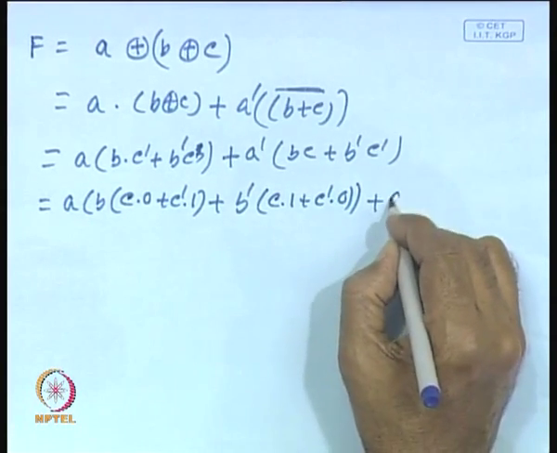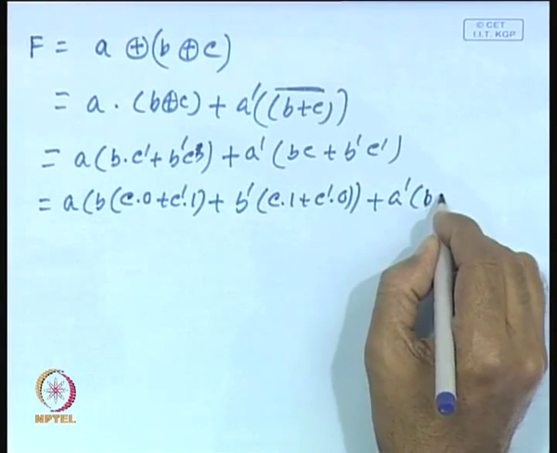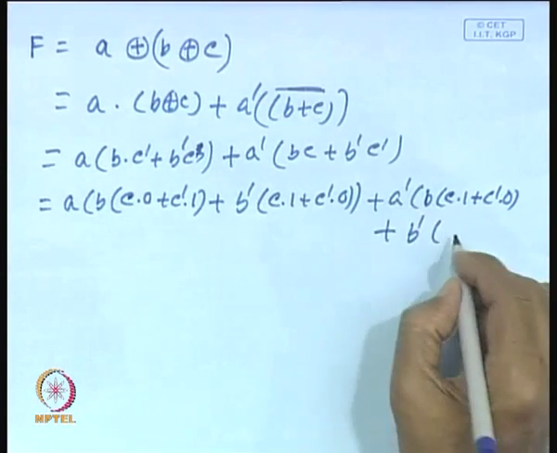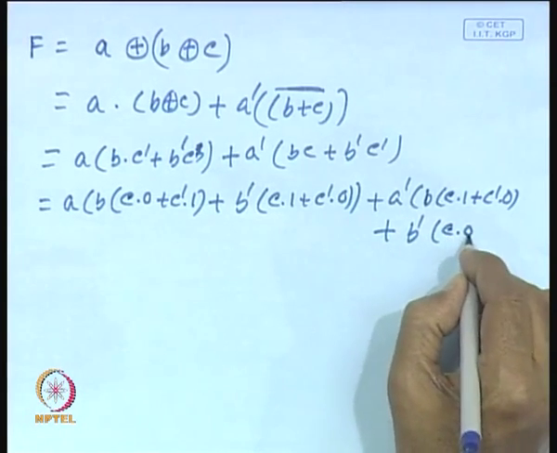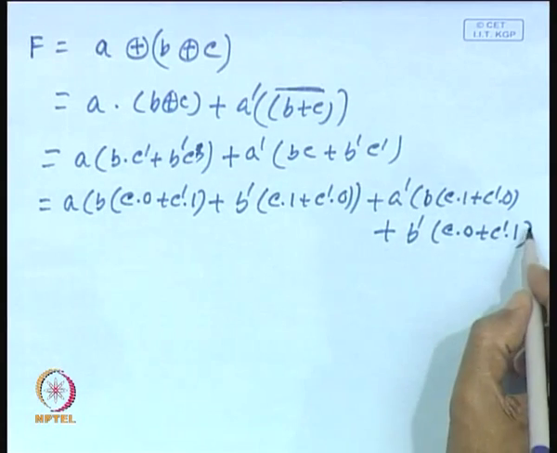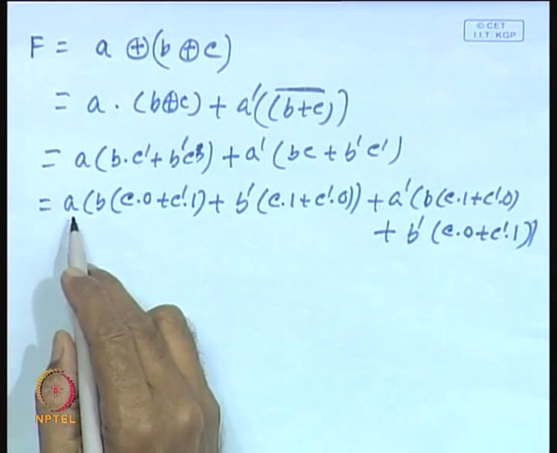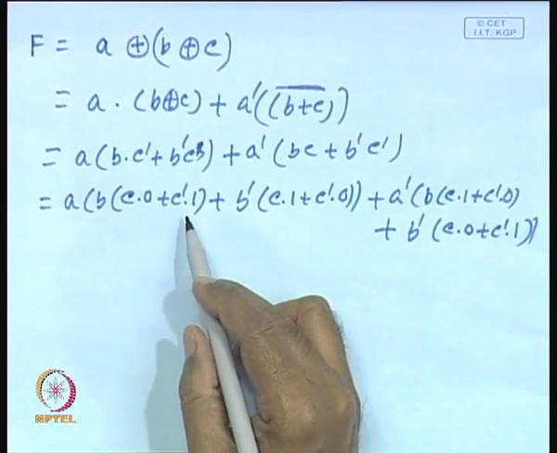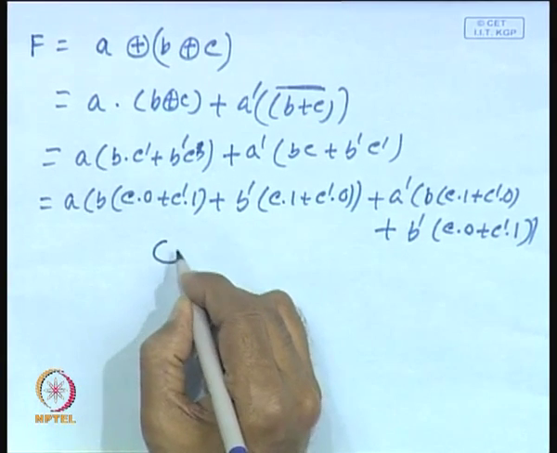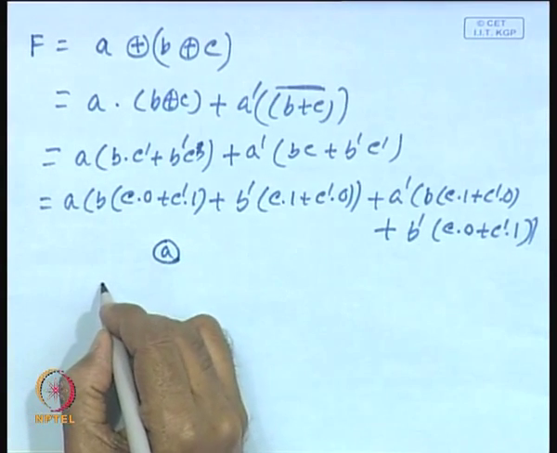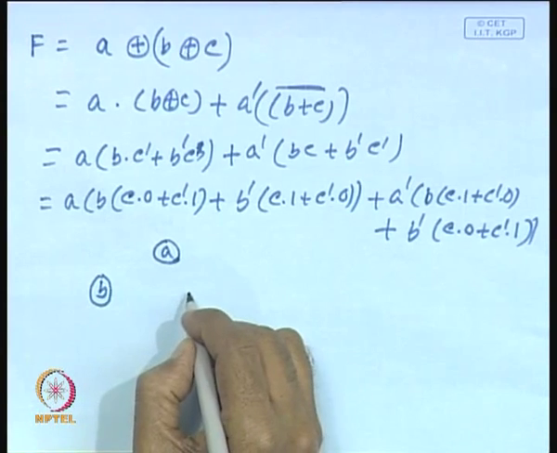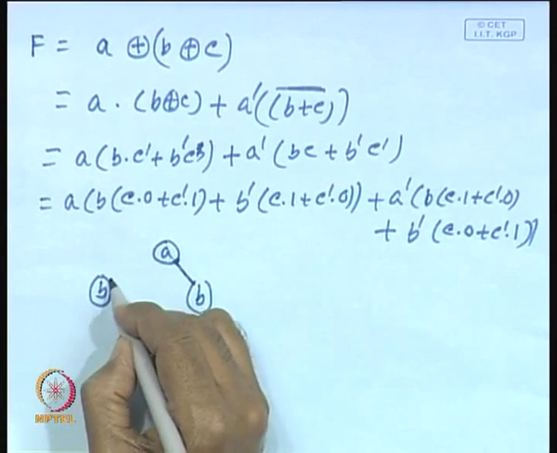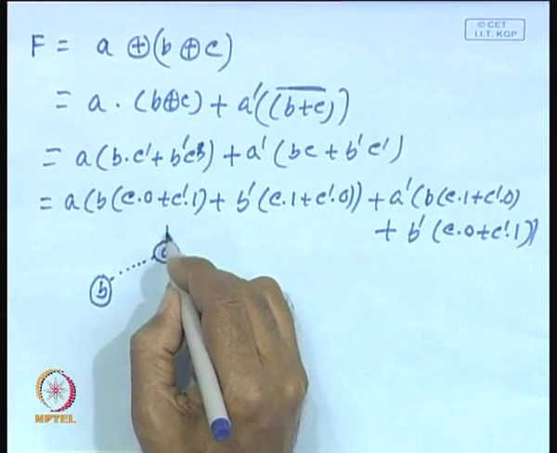Then this one you can again expand: A bar B C is nothing but B C into 1 plus C bar into 0, plus B bar C bar, which if you expand will be equal to C into 0 plus C bar into 1. So, now you have fully expanded in the order A, B and C. Now, from this you can really draw your ROBDD. First you have to start with A and you will have two nodes B and B. So, this corresponds to A and this corresponds to A bar. Okay. So, this is your output F.